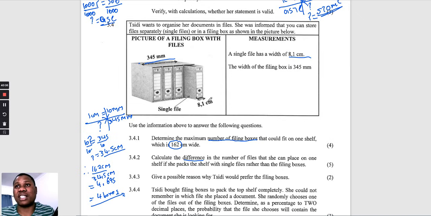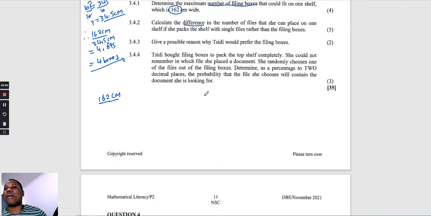Remember, one file has a width of 8.1 centimeters. Okay, so we're going to divide here by 8.1 centimeters. 162 divided by 8.1, so that gives us 20 files. So if she packs the files separately, she's gonna have 20 files.